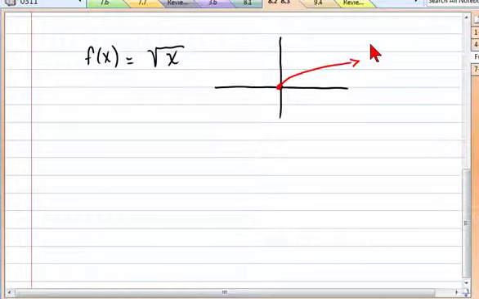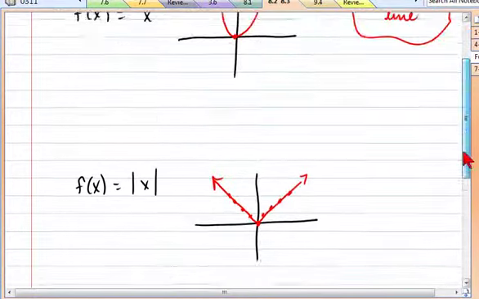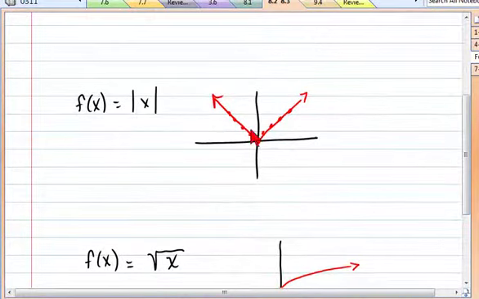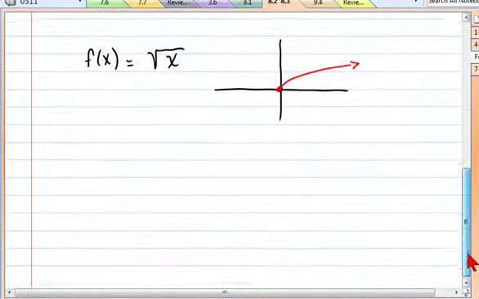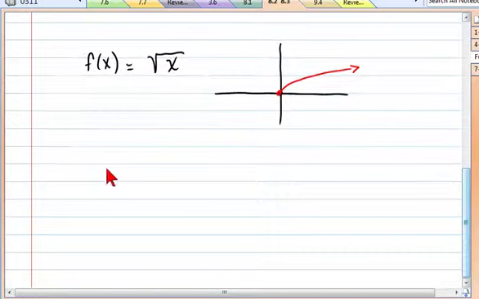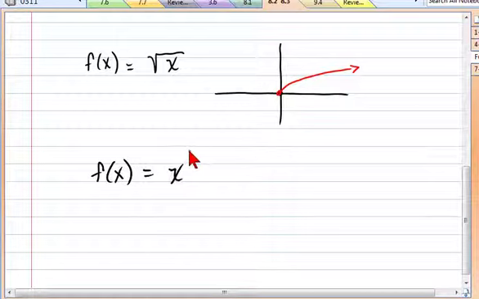Okay? So far, the squaring function is the U. The absolute value function is the V. The square root function is the little branch. Those are the three that you're going to see in my math lab. There is a fourth one that you're going to see on your test. So I want to make sure that you're comfortable with it. It is f of x equals x cubed, the cubing function.